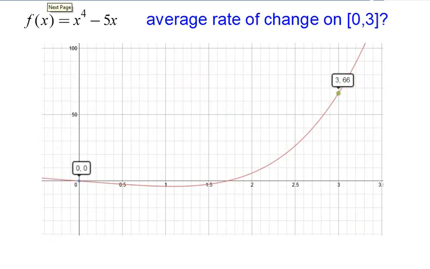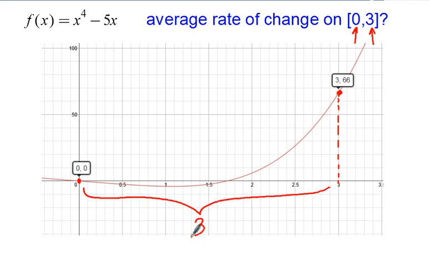Okay, so just to help you understand what's going to happen, I've just constructed the graph of this. And if you plug in 0, which is one endpoint of the interval we're given, you get 0. If you plug in 3, which is the other endpoint, you get 66. And if we look at that for a moment, we see that the inputs change by 3. They're 3 apart. And the outputs change from 0 to 66, so the outputs change by 66.